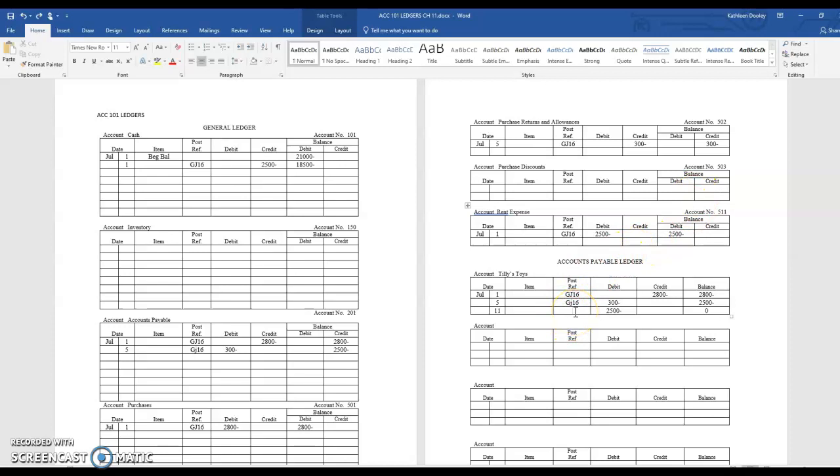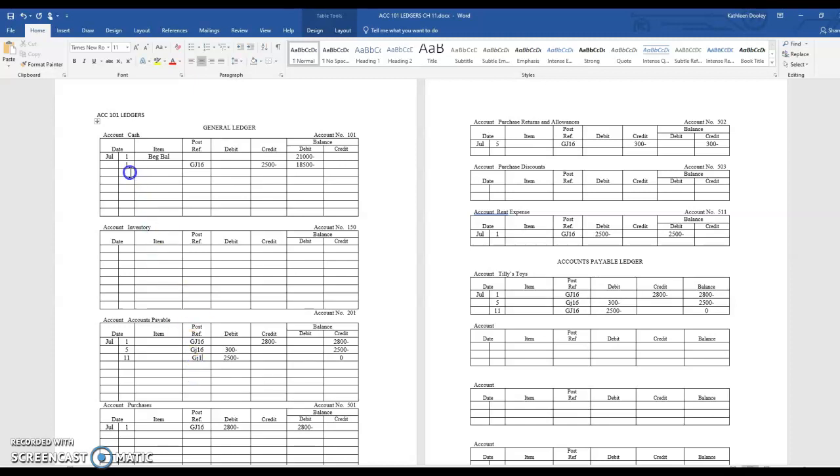Where did this come from? GJ16. Okay, if you want to go ahead and do accounts payable, again, this won't match yours because we skipped some transactions. So now my accounts payable previous was $2,500 credit. Now I got a $2,500 debit. So that's now 0. Where did this come from? GJ1.